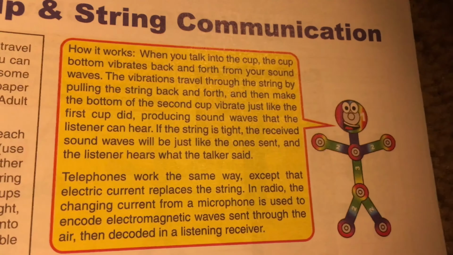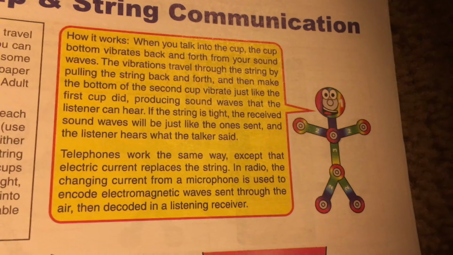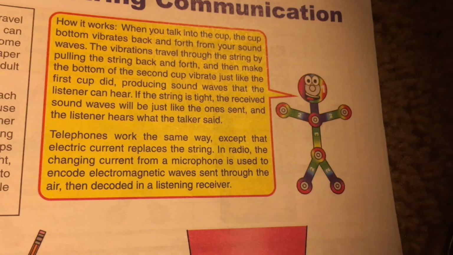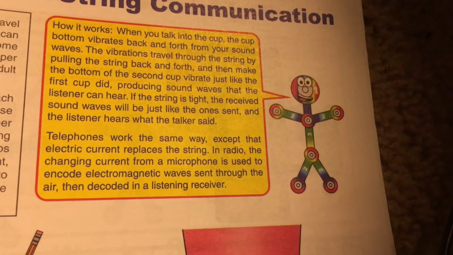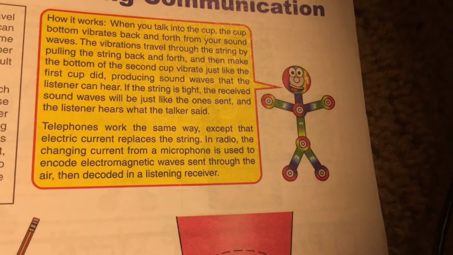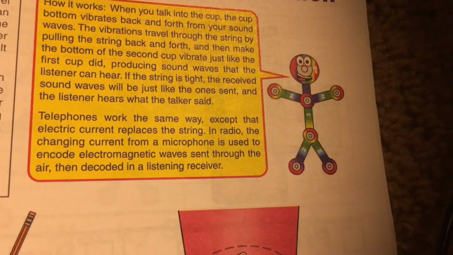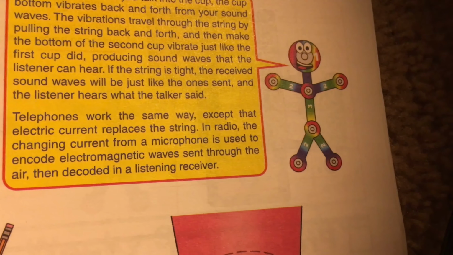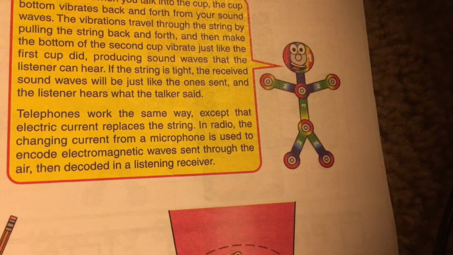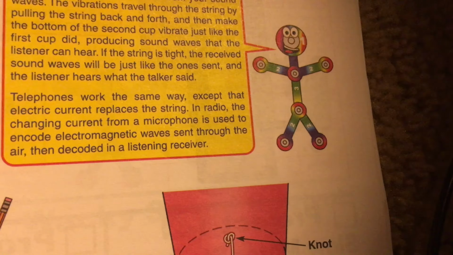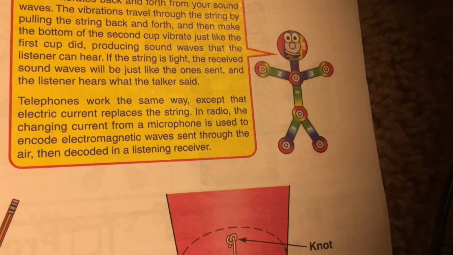When you speak into the cup, the bottom vibrates back and forth from your sound waves. The vibrations will travel through the string by pulling the string back and forth, and then make the bottom of the second cup vibrate just like the first cup did, producing sound waves that the listener will hear. If the string is light, the received sound waves will be just like the one sent, and the listener hears what the talker said.